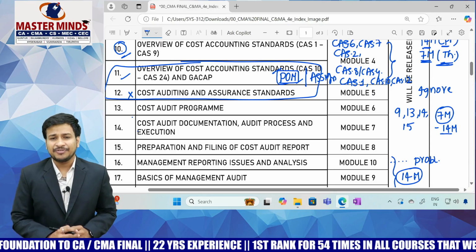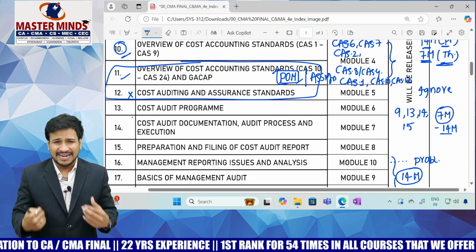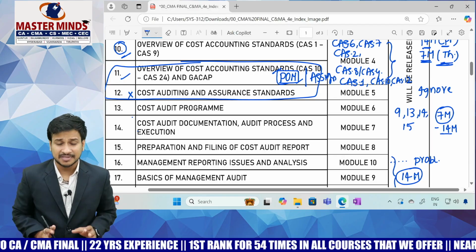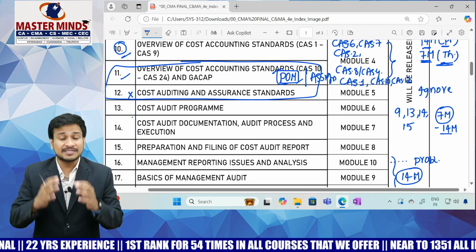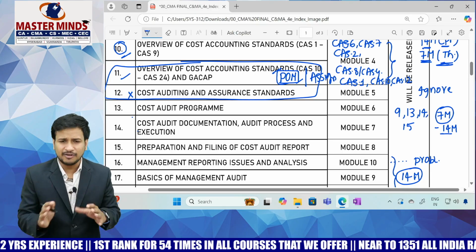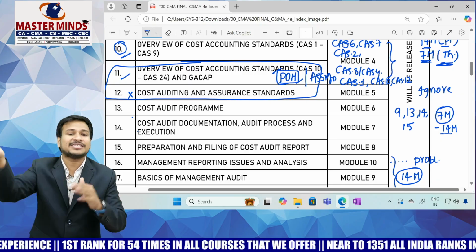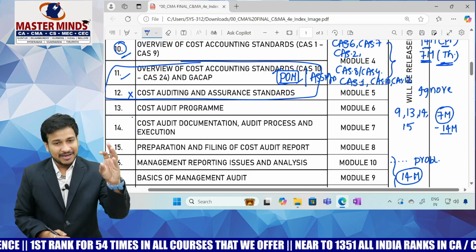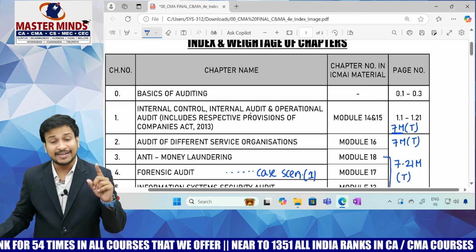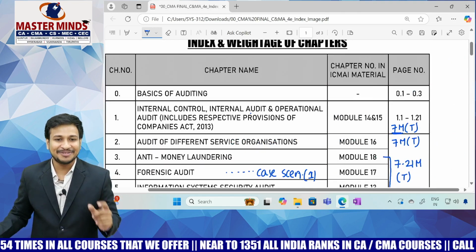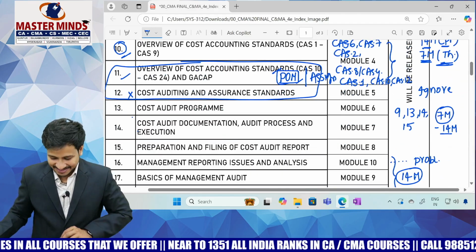To tell you, these are something like 4 chapters, but I'm pretty sure, my dear children, these 4 chapters are as small as internal audit. To tell you, not as small as, smaller than the chapter of internal audit. Preparing 9, 13, 14, 15 is very easy when compared to preparing internal audit alone. I mean to tell, such a smaller topic is this one.